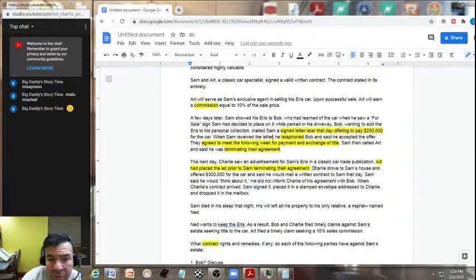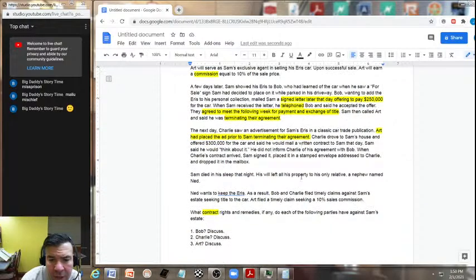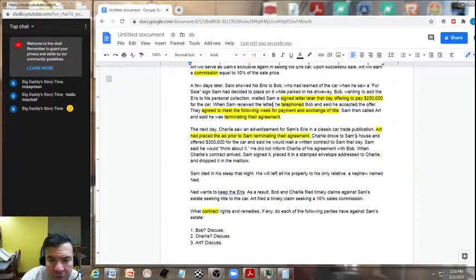Now the other one, underneath here, under Charlie, this is where Charlie's responding to the advertisement left by Sam through Art in the trade publication. Then Charlie drives to Sam's house and offers $300,000 for the car and says he would mail a written contract to Sam that day. Sam said he would think about it. At that point, has the offer actually taken place? In the face-to-face negotiation aspect, no, because after they part company, the offer technically evaporates. Now, he did not inform Charlie of his agreement with Bob.